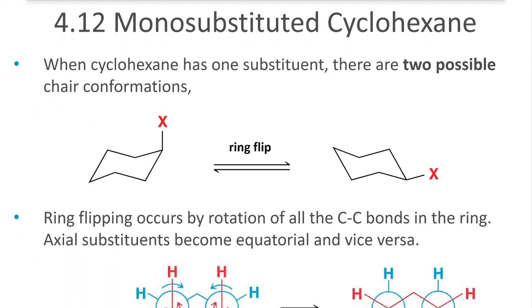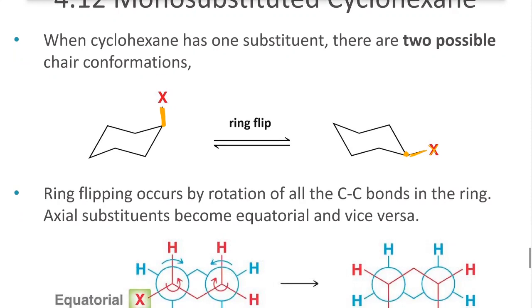So if we have one substituent, there are two possible chair conformations. Remember when we saw all the conformations, we had a left conformation and a right conformation where that C1 was up or the C1 was down. If the substituent is on carbon 1, it can be axial up, in this case, or equatorial up. If we start out with axial up, then when the ring flips, that substituent will be equatorial up.